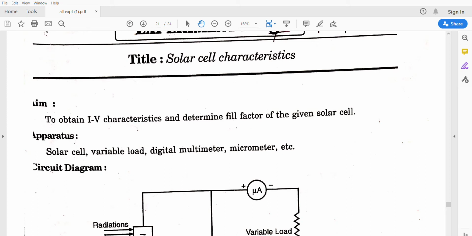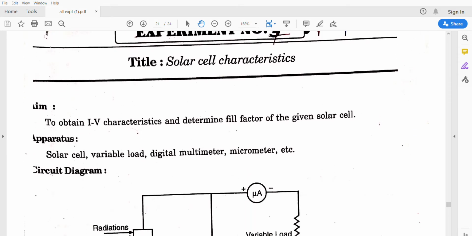Good morning, students. In this video, I am going to explain the seventh experiment, that is determining the solar cell characteristics. We'll see what a solar cell is and what the main parameters required to understand the performance of a solar cell are, and also we'll see the detailed experiment here.